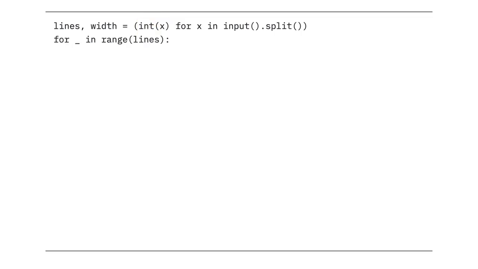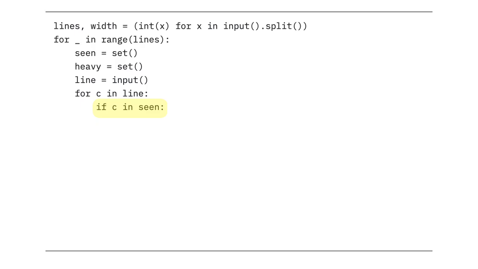We're then ready to read in the strings. The first step is to create two empty sets, which can be done in Python like this. We then read in the string from the problem input file. We're then going to go through each character in the string. For each character, we check if the character is in the set seen.